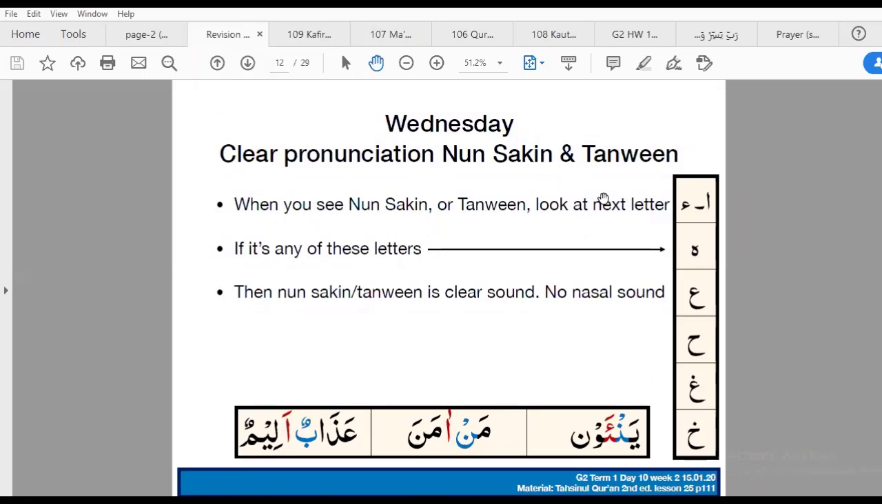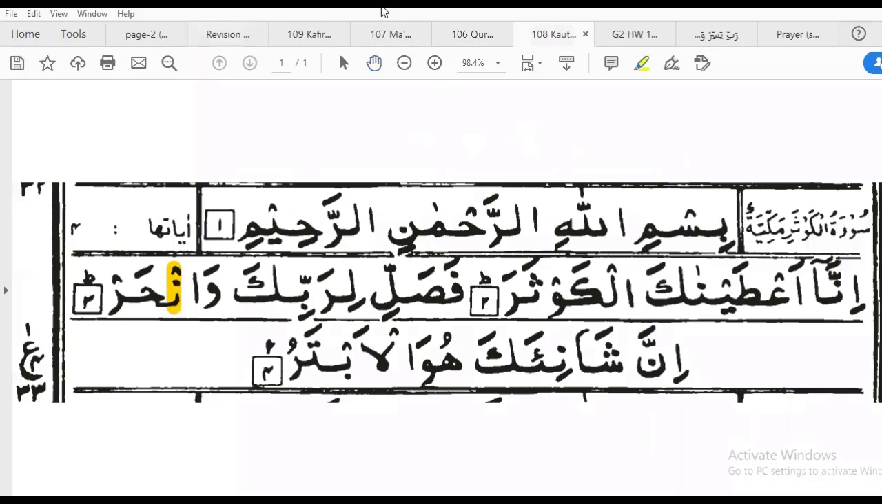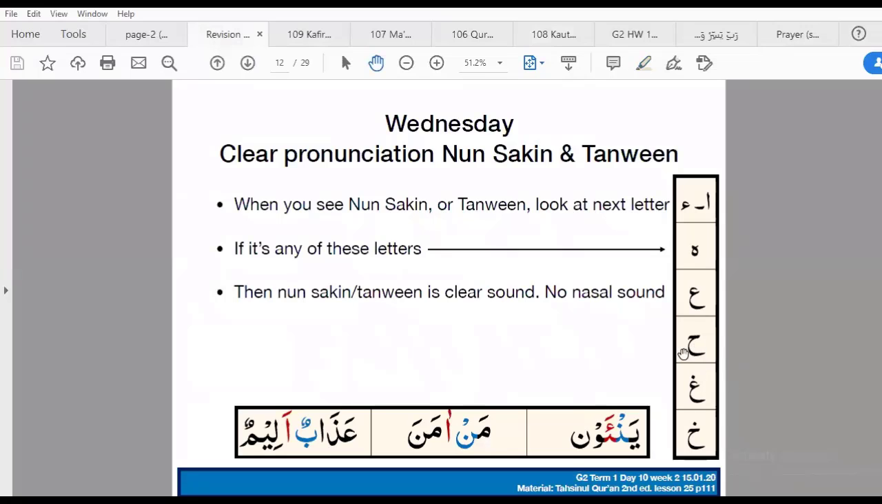Okay, no nasal sound. Now in this Surah Al-Kawthar, you can see that over here, after this noon sakin, you have ha. Okay, now ha is one of the izhar letters. Over here you can see ha is one of the letters found in this table.